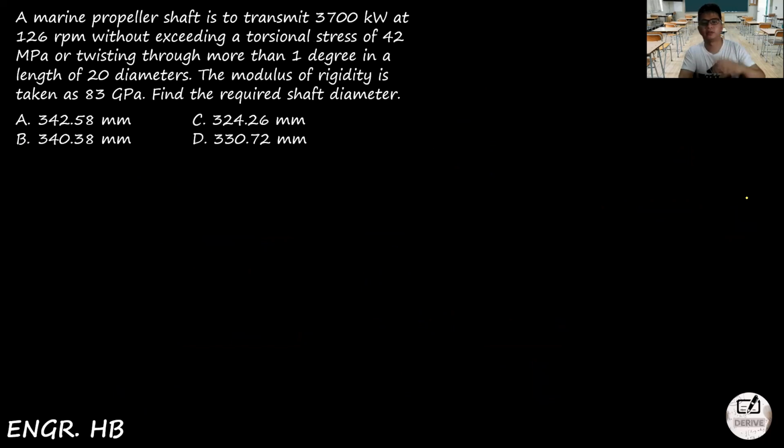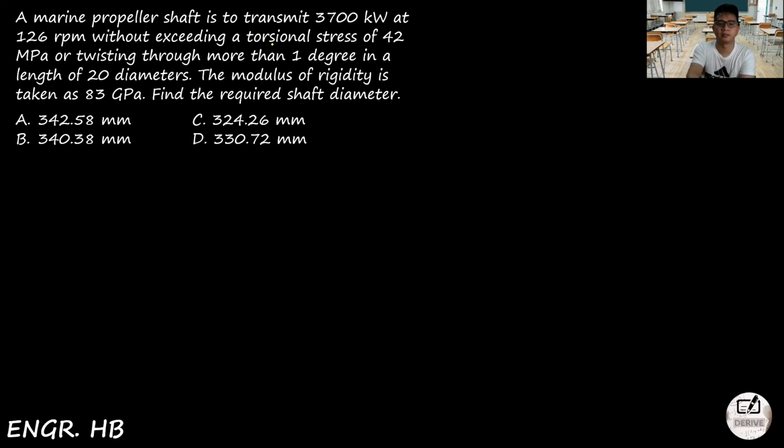Okay, so we're on the last question for part 2. I will read the question first. A marine propeller shaft is to transmit 3,700 kilowatts, that's big, at 126 RPM without exceeding a torsional stress of 42 megapascal or twisting through more than 1 degree in a length of 20 diameters. The modulus of rigidity is taken as 83 gigapascal. Find the required shaft diameter. So the question is looking for the shaft diameter.